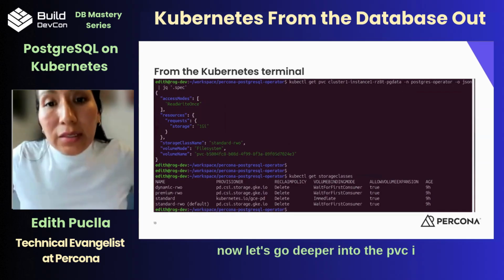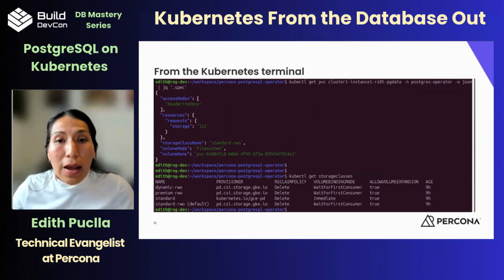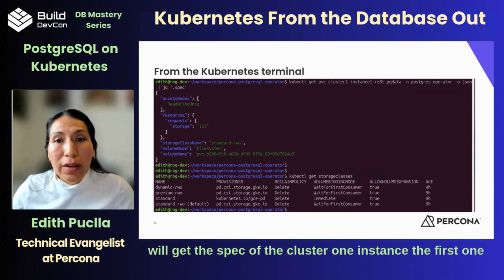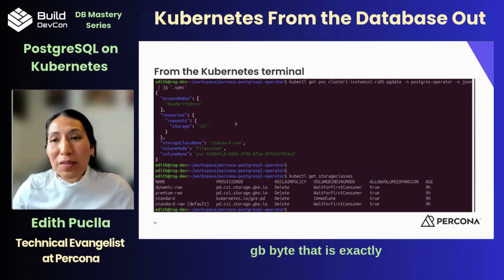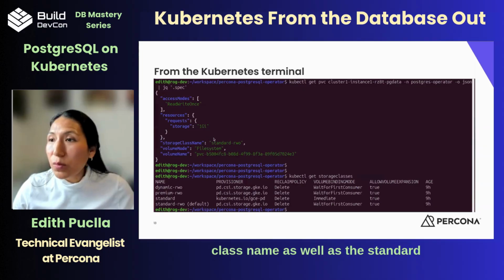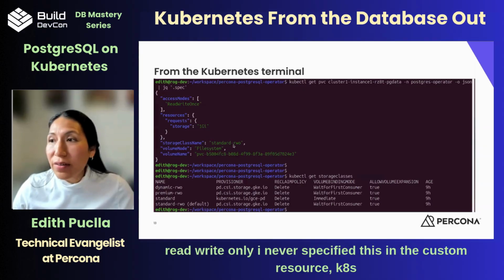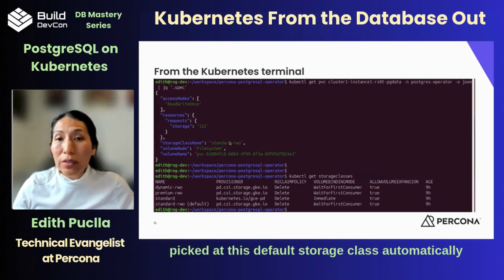Okay, now let's go deeper into the PVC. I will get the spec of the cluster one instance, the first one that we listed before, and it shows storage 1 gigabyte. That is exactly what I declared in the custom resource. Now we have a storage class name as well, standard-rwo. I never specified this in the custom resource. Kubernetes picked this default storage class automatically.